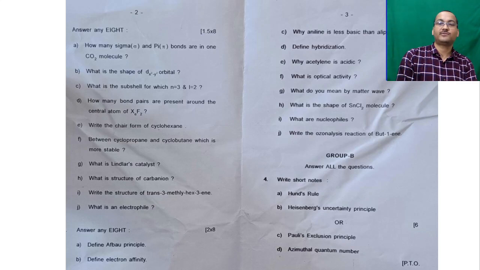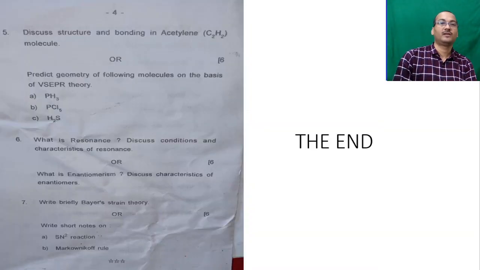Now we will move to next question where you will get 6 marks each question. Hund's rule, you have to write a short note. Then Heisenberg's uncertainty principle, Pauli's exclusion principle, azimuthal quantum number. Next question, discuss the structure and bonding in acetylene molecule. Then next question, predict the geometry of following molecules on the basis of VSEPR theory, valence shell electron pair repulsion theory: phosphine PH3, PCl5 and hydrogen sulfide.